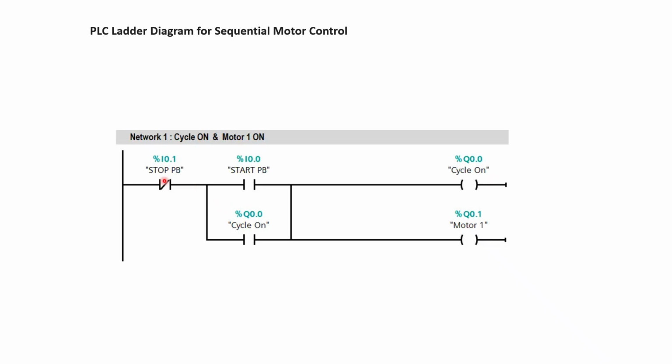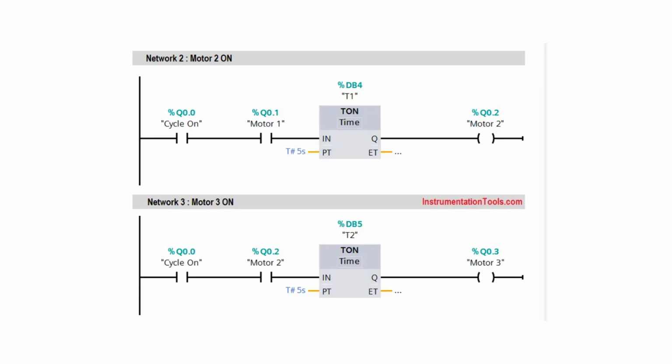There is a cycle on and motor one on. We will have a start push button for cycle on. When cycle is on, motor one is on. Moving to the second one, motor two on: when cycle on and motor one on, after that we are going to have an on delay timer. After 5 seconds, motor 2 should get on. Similarly, for motor 3, we have cycle on, motor 2 on, and there is an on delay timer. After 5 seconds, motor 3 should turn on.